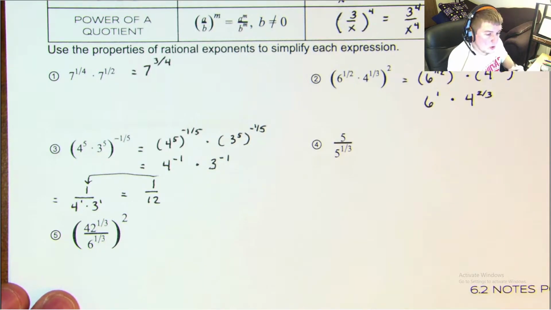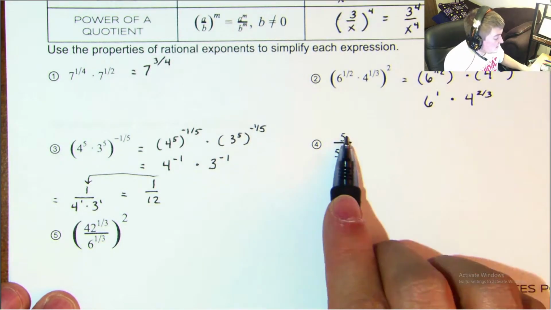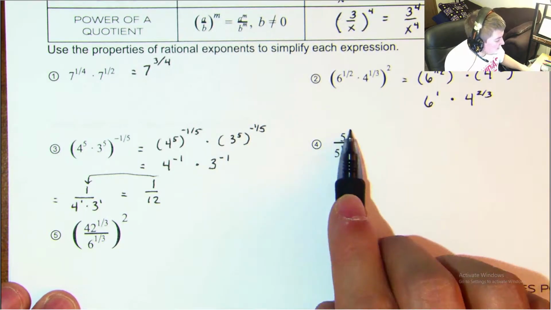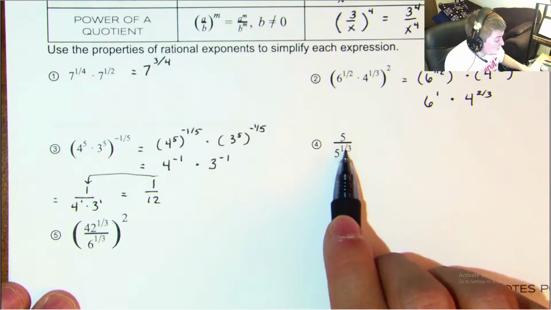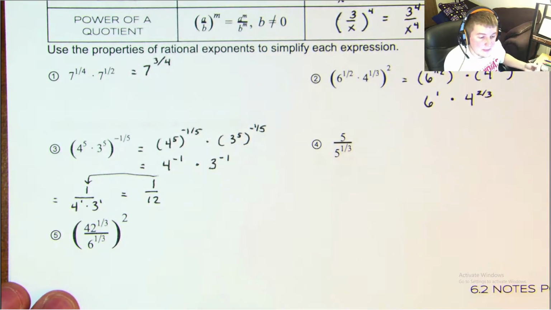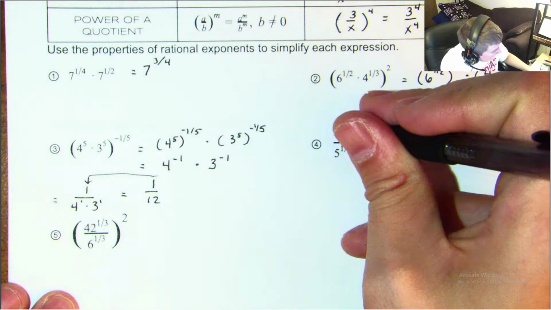So what can we do with number 4? Number 4, we're looking at this and we're dividing. Okay, so we have the same base and we're dividing. That means that I can just subtract the exponents because the bases are the same. But this top one doesn't really have an exponent. It just has 5. So if it just has 5, what's the implied exponent there? It's implied to be 1.